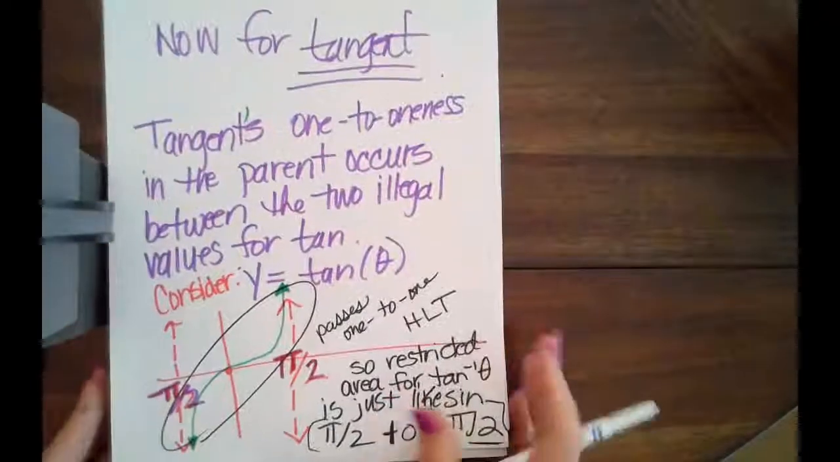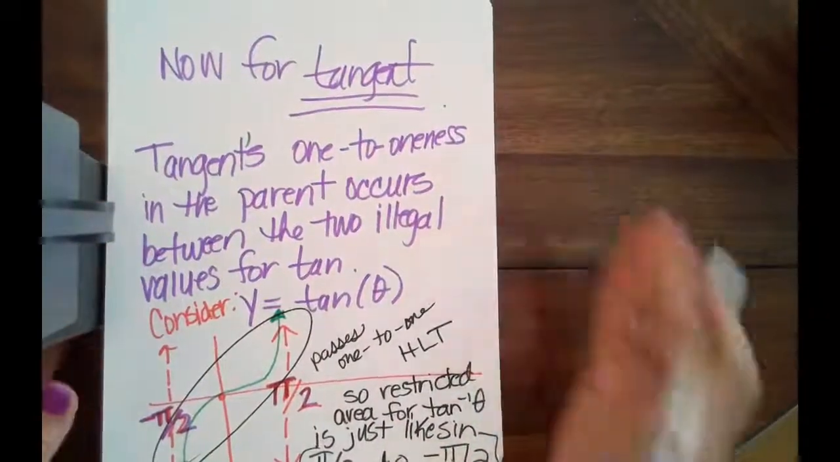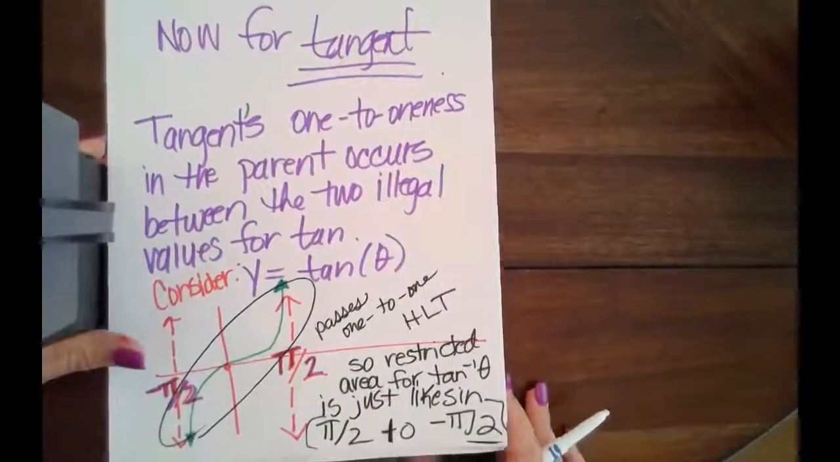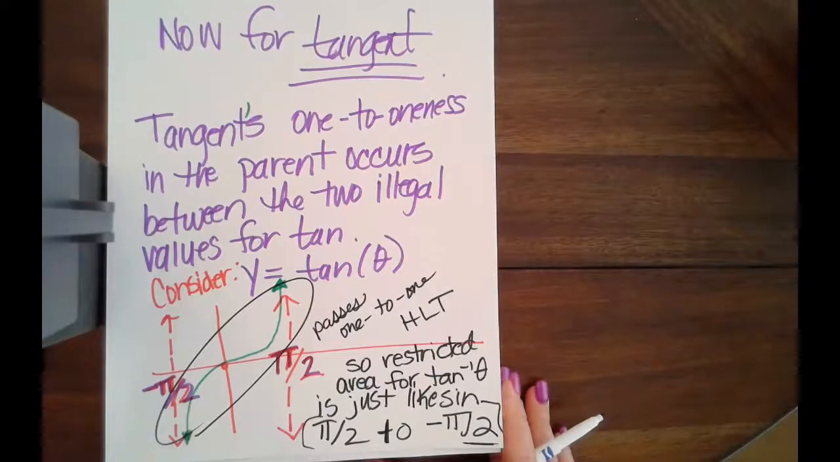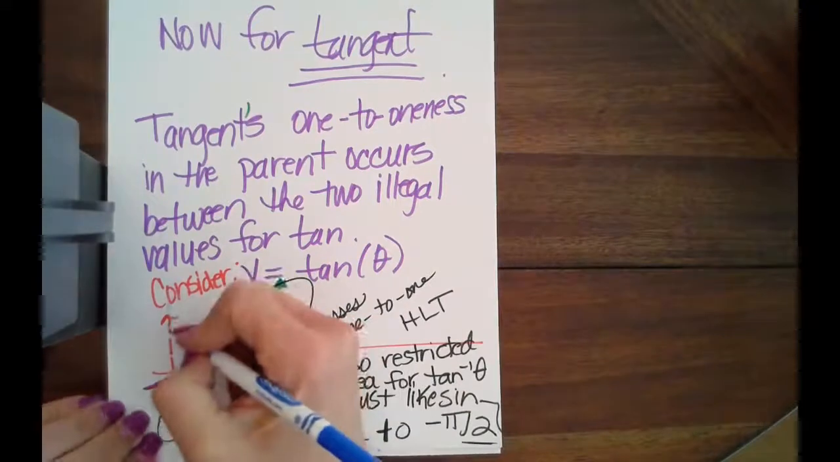Now, you learned how to graph these yesterday, at least you better have. Tangent's one-to-oneness in the parent occurs between the two illegal values for tangent. On the unit circle, at 12 o'clock and at 6 o'clock, at pi over 2 and negative pi over 2, you find that tangent's undefined. That's why we have asymptotes there.